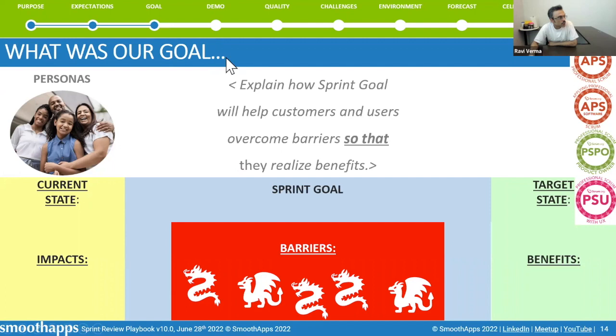Okay. So we humanized the goal, and hopefully we tied it back to the stakeholders, and the stakeholders care about these human beings, customers and users. And if we can build a bridge between what the stakeholder cares about and what the Scrum team cares about and what the sprint was all about, maybe there is a greater chance that the stakeholder will pay attention and give constructive feedback.